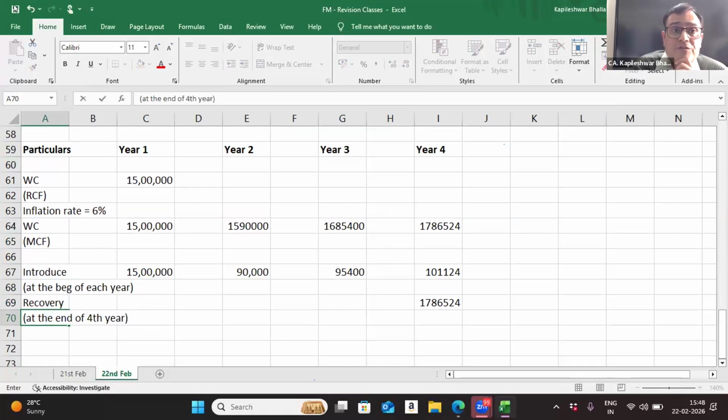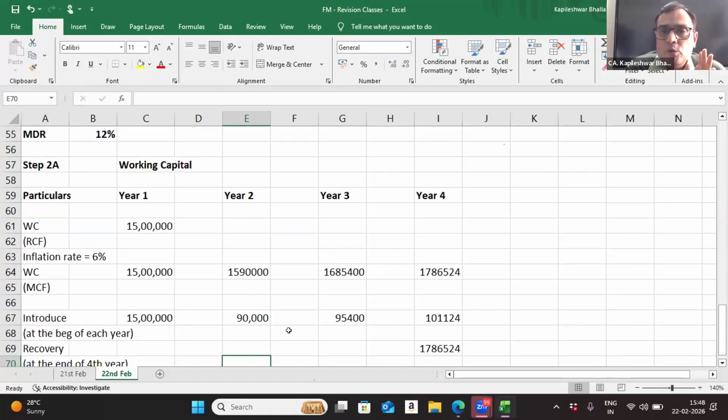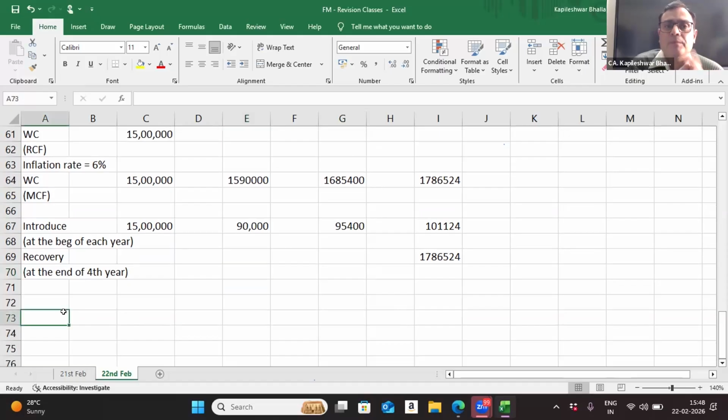Right. So I think this gives me the working capital calculations well organized, so that once we go to the NPV statement, we don't need to apply much of our thoughts. Okay, step number 2A is done. Now let's go to step number 2B.